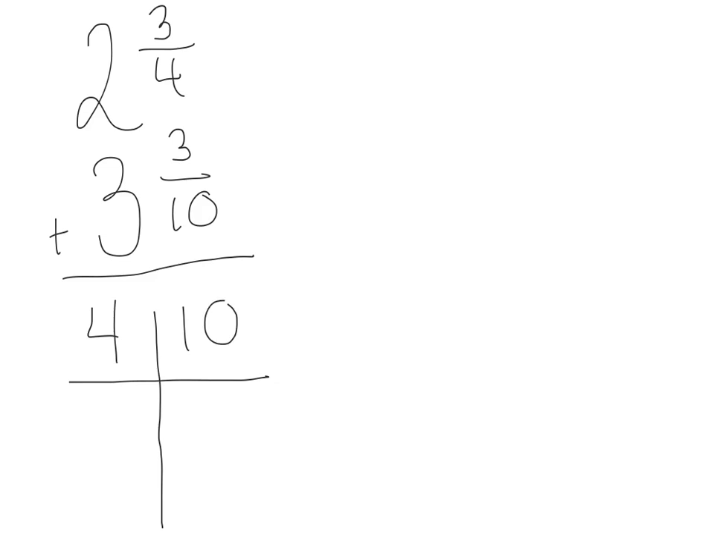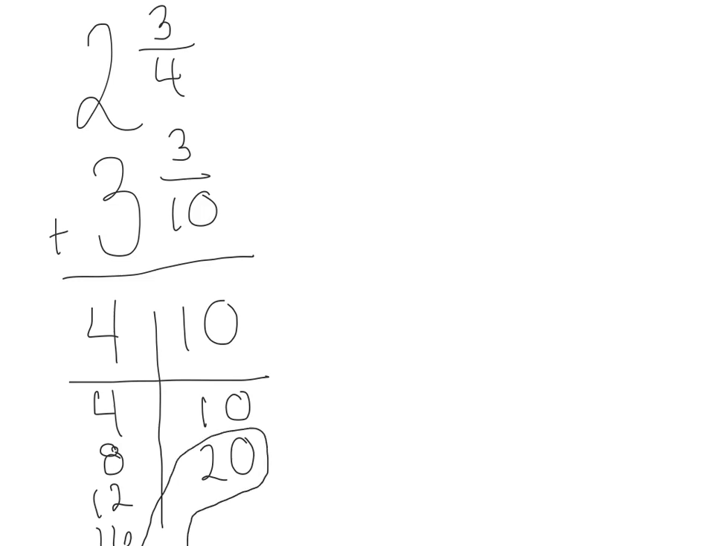So my multiples of 4 will be 4, 8, 12, 16, and 20. And my multiples of 10 will be 10 and 20. I can see now that I have a common multiple, so that is going to be my common denominator.